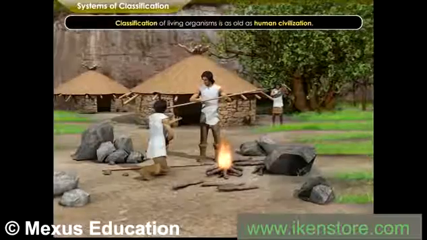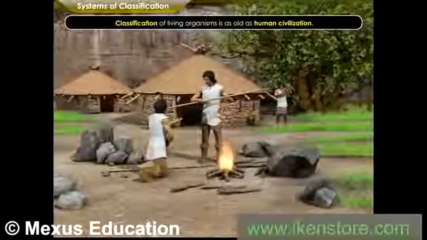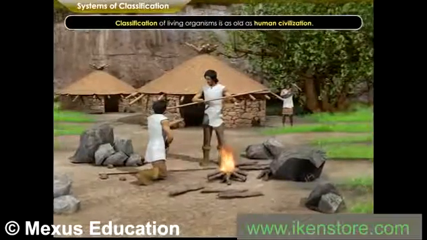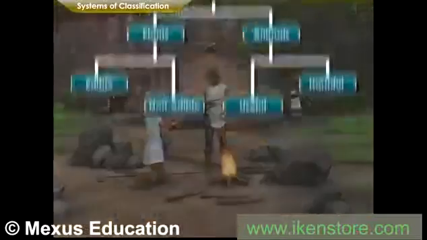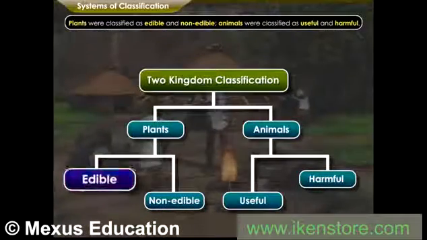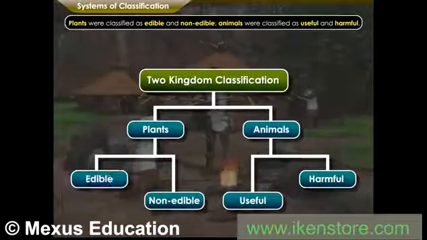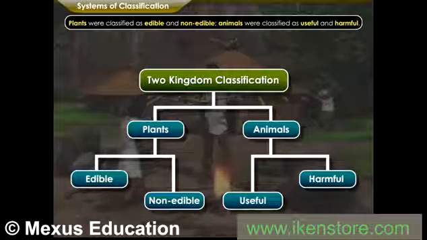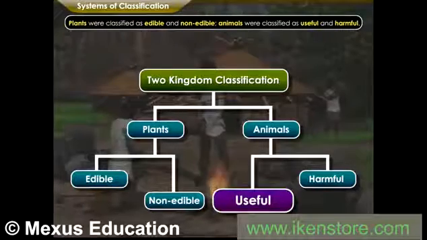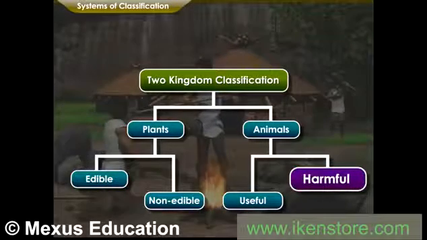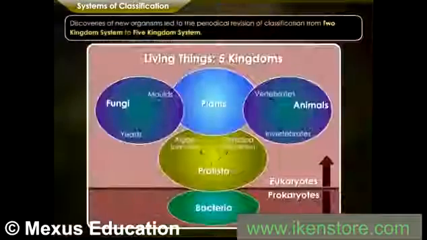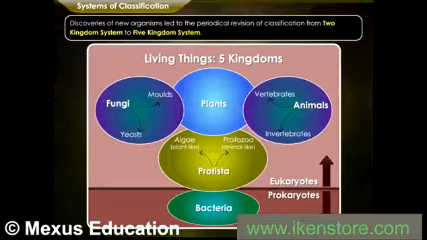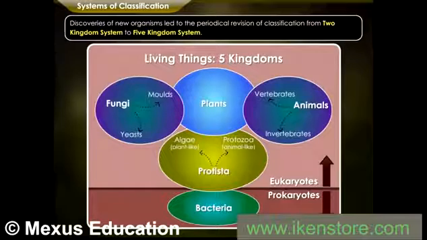Classification of living organisms is as old as human civilization. Plants were classified as edible and non-edible. Animals were classified as useful and harmful. Discoveries of new organisms led to the periodical revision of classification from 2-kingdom system to 5-kingdom system.